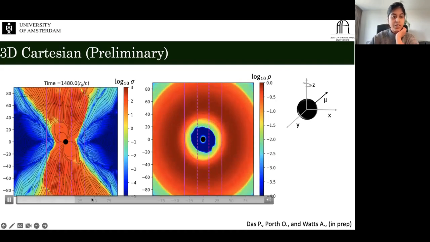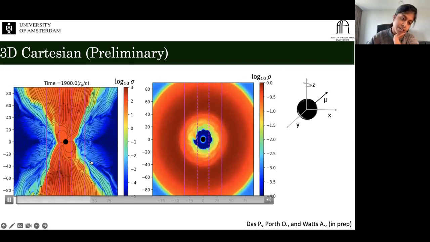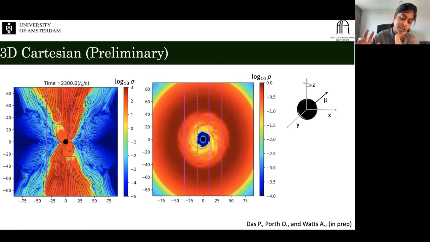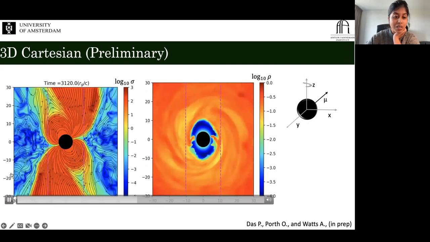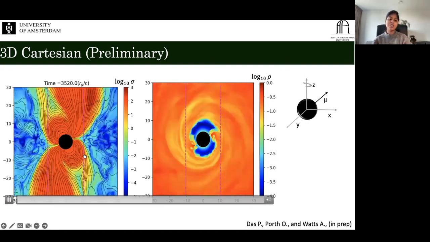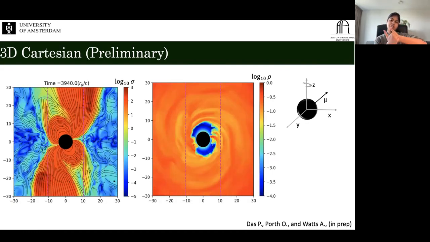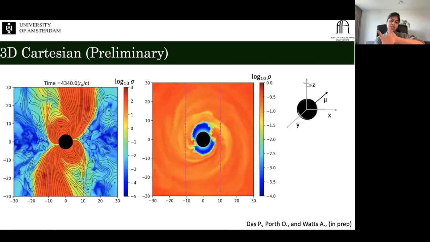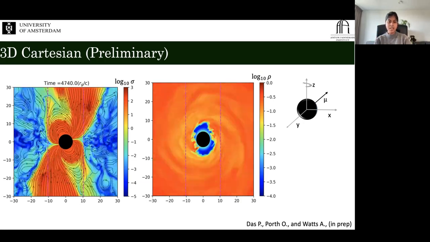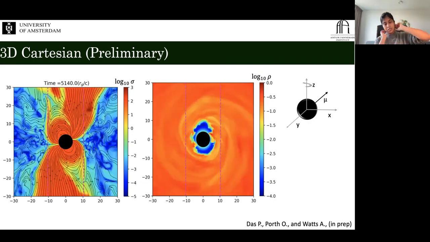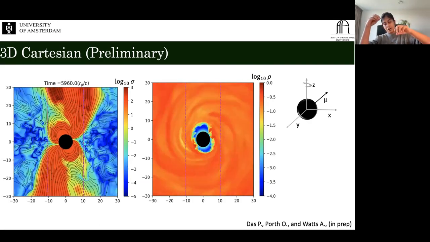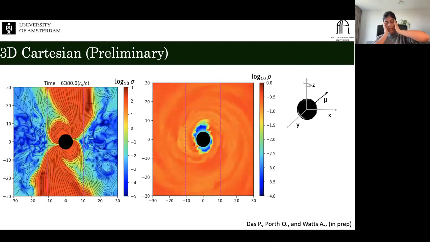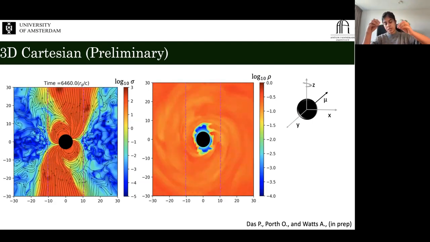Now, as we start evolving the system, a couple of interesting things happen. First, we do see MRI developing in the Cartesian coordinates, it's pretty nice to see. And then the accretion disk modifies the initial stellar magnetic field inclination that we start off with, and it kind of moves the whole thing. So it basically modifies the hotspot position that you would ideally expect.